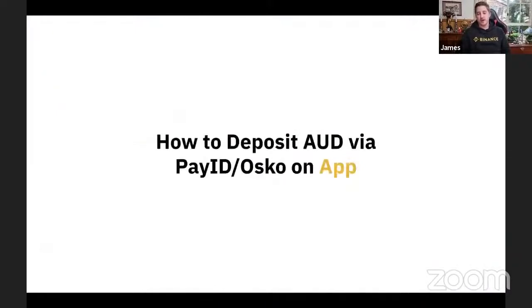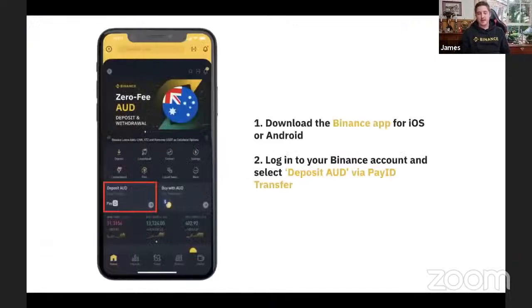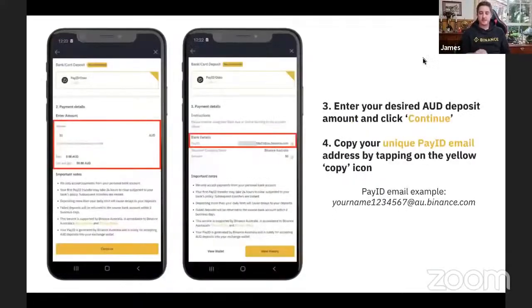So you're also able to deposit via the PayID OSCO on the app. So you're going to download the Binance app for iOS or Android. And on the front page there, you can see highlighted, you just hit deposit AUD. So then you want to enter the desired AUD deposit amount and click continue. And copy your unique PayID email address by tapping on the yellow copy icon. So you can see that just on the right of the unique Binance PayID address. And this is something you would have to do on the desktop as well.